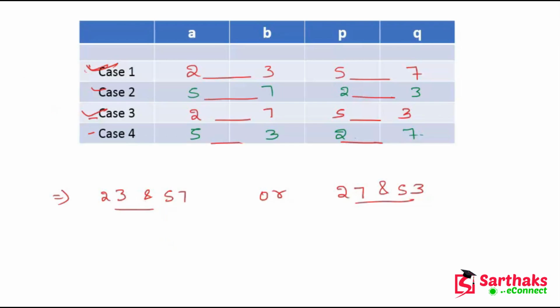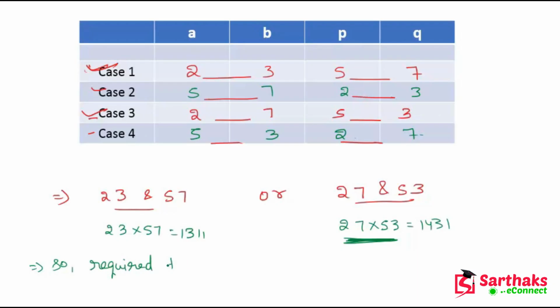Understand, my dear friends? If you multiply 23 into 57, we get 1311. And if you multiply 27 into 53, we get 1431. So this is the required two digit numbers. So here we can write, required two digit numbers are 27 and 53. So this is the answer. I hope you understand these two methods.